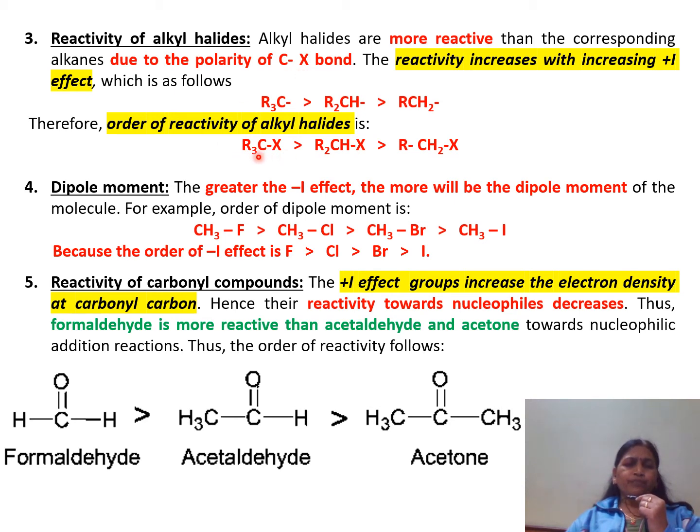This tertiary, in SN1 reactions, due to the increased polarity of the C-X bond, this halogen can be easily released and the carbonium ion is more stabilized, so its reactivity is highest. In the secondary also, the carbonium ion formed by the release of X negative can be stabilized. So this is the reactivity towards the SN1 reaction.